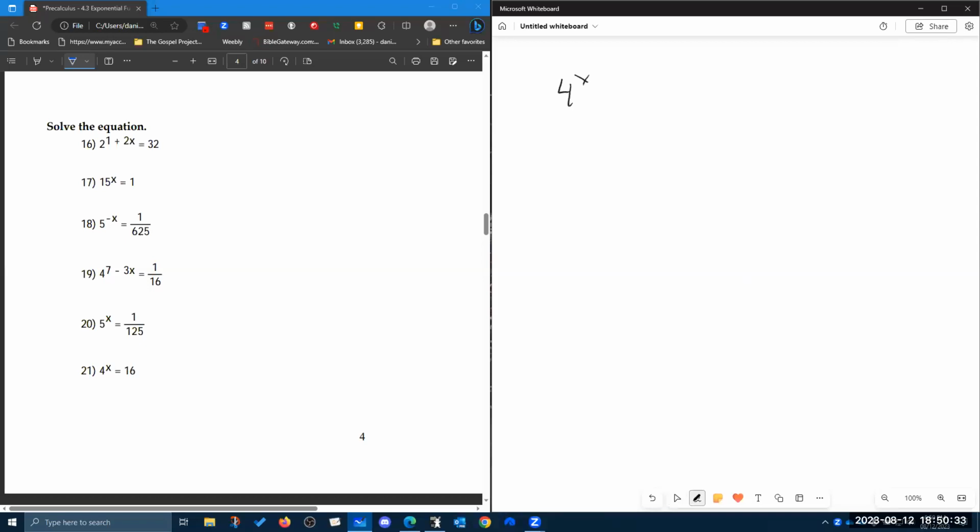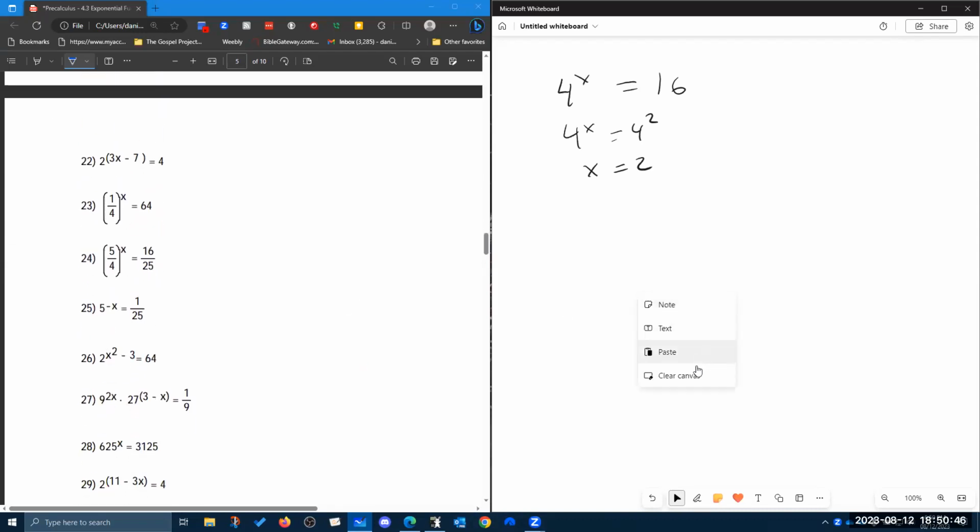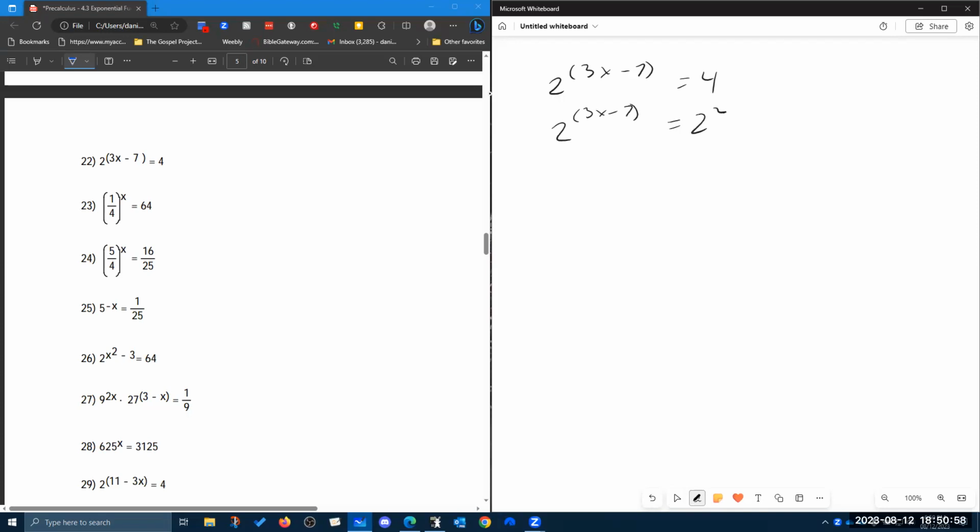4 to the x is equal to 16. 4 to the x is equal to 4 squared. x is equal to 2. Next, 2 to the 3x minus 7 is equal to 4. 2 to the 3x minus 7 is equal to 2 squared. 3x minus 7 is equal to 2. Add 7 to both sides. 3x is equal to 9, and x is equal to 3.